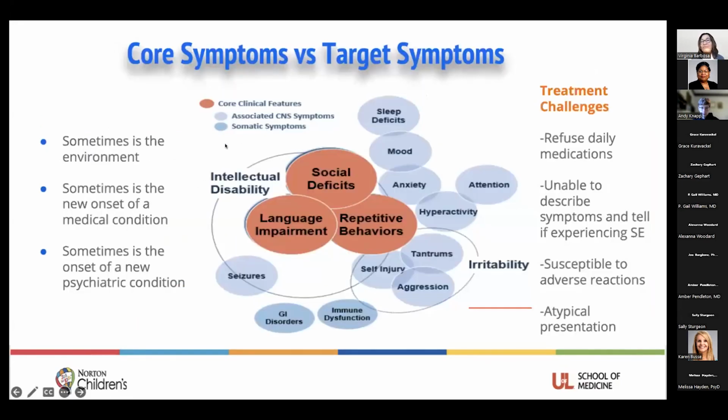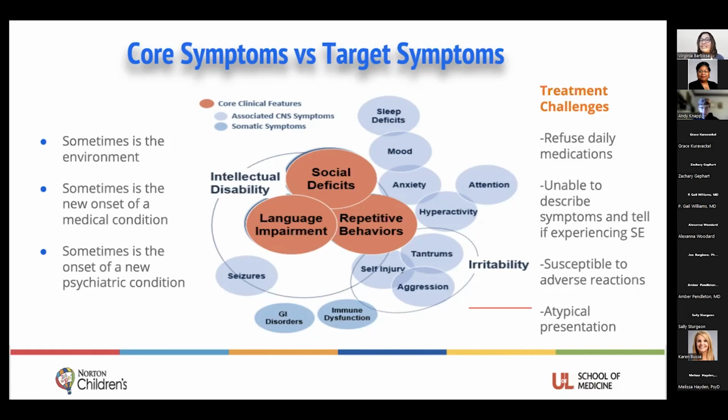In terms of the target symptoms for pharmacotherapy, we know that the core symptoms are not necessarily our goal. Our goal is to actually modify other symptoms. The core symptoms are not necessarily a target for the pharmacotherapy, but then we have a long list of potential symptoms that can be modified by the pharmacotherapy.